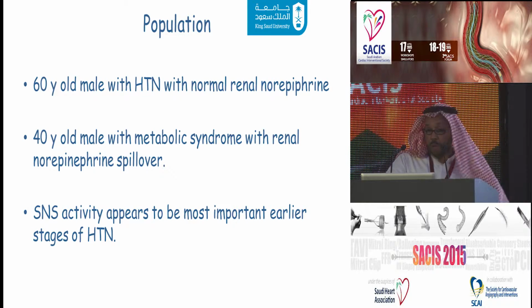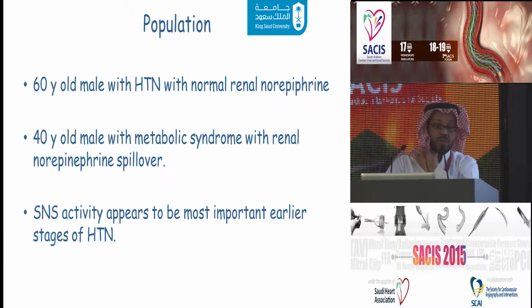So finally, population could be an issue. If you look at this example, this is a 60-year-old male with hypertension with normal renal norepinephrine. Would ablating this man really have an impact on his high blood pressure, versus a 40-year-old male with metabolic syndrome with renal norepinephrine spillover that's really high? Ablating this gentleman maybe will be appropriate. So it's a matter of selection.